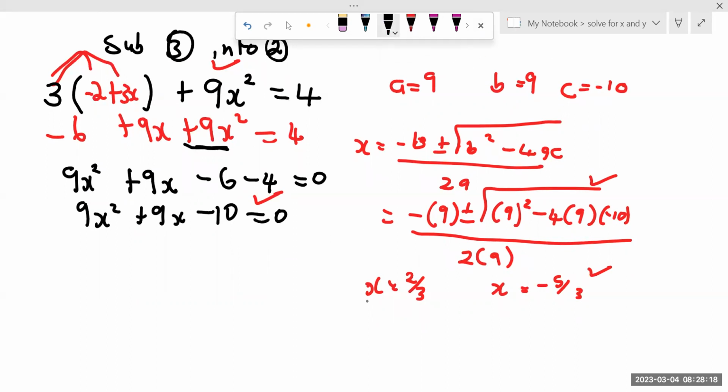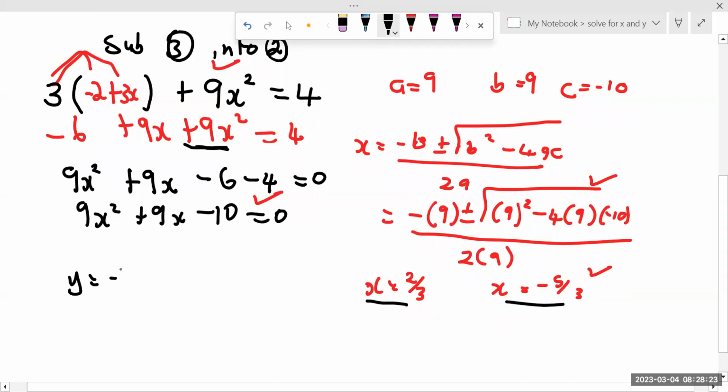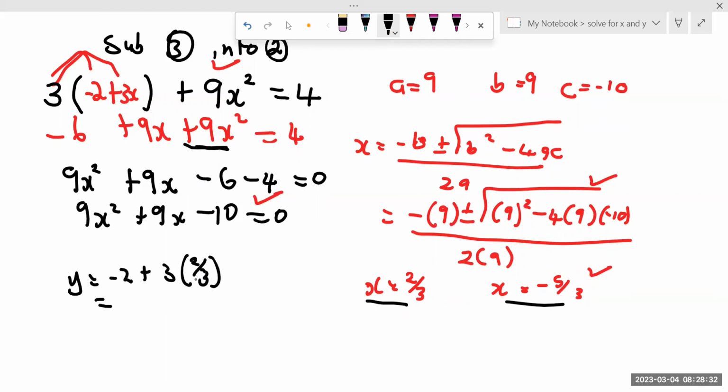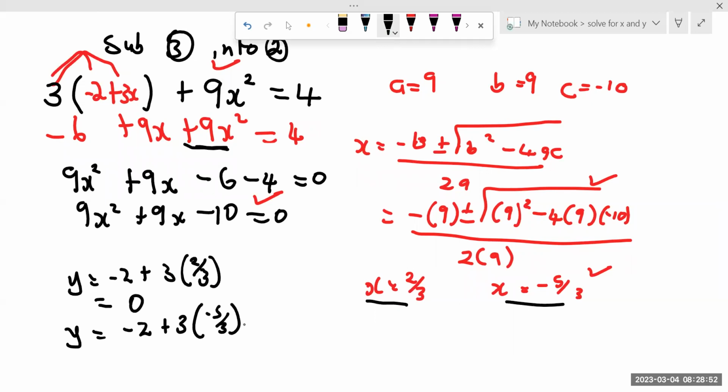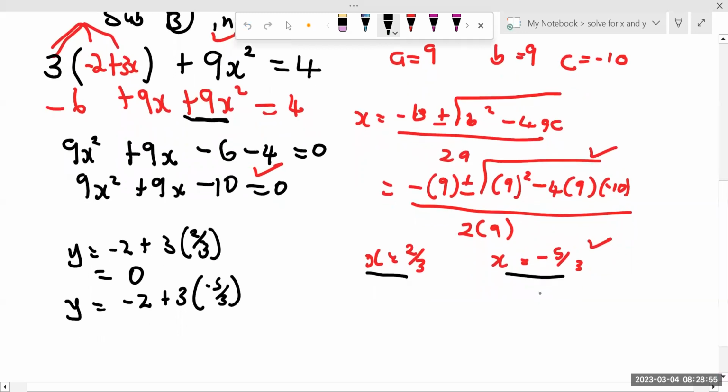We're going to substitute this on equation number 3. So we'll have y is equal to -2 plus 3 multiplied by 2 all over 3. And then what do you get for this one? You get 0. Yes. Okay, we get 0 here. And then the second one, y is going to be equal to -2 plus 3 multiplied by -5 all over 3. We get -7. So y is going to be equal to -7.